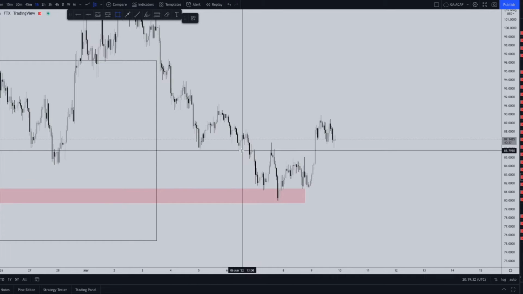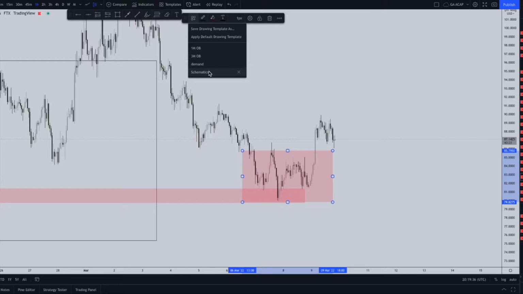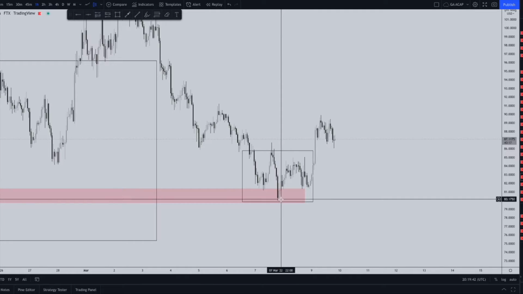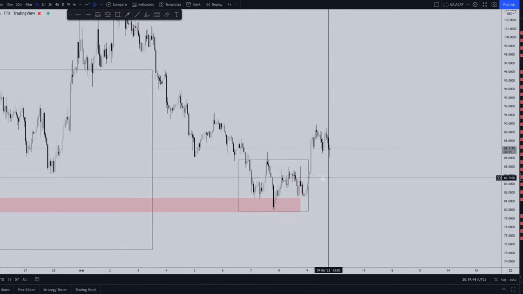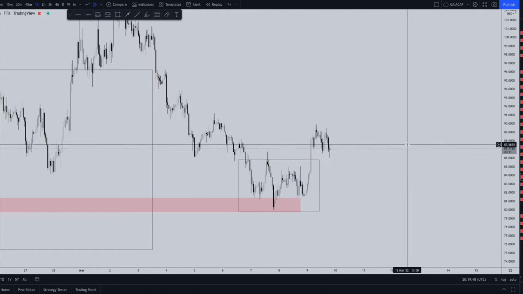Let me just quickly mark this out for you. Okay, schematic. So you can see here that we did have an accumulation schematic: selling climax, secondary test, spring, retest, and then boom, price went parabolic. Nice little break of structure, looking good.